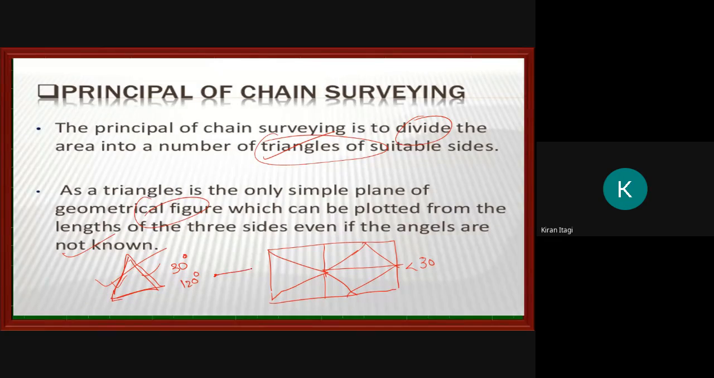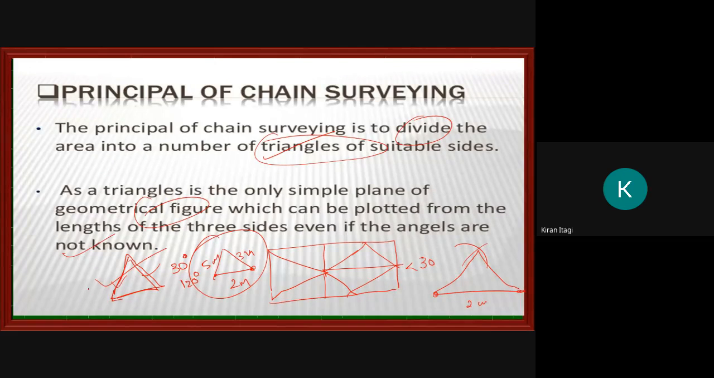So if you know this is a triangle, and you know this is 2 meter, this is 3 meter, and this is 5 meter, we can directly plot it. Suppose you just draw a straight line of 2 meter, keep your compass and draw an arc, and keep your compass and draw an arc of 3 meters. So directly you can connect it.